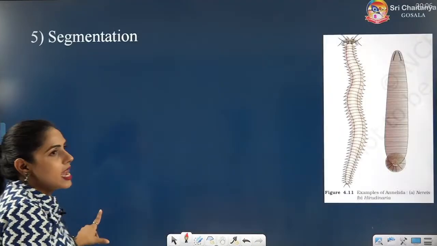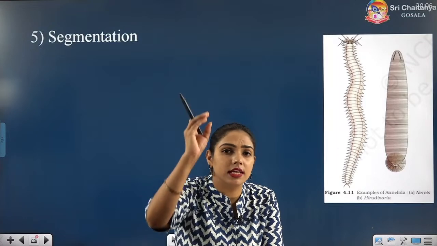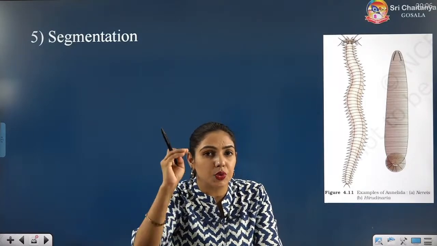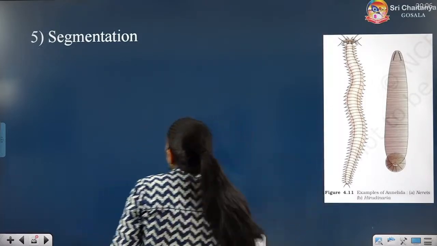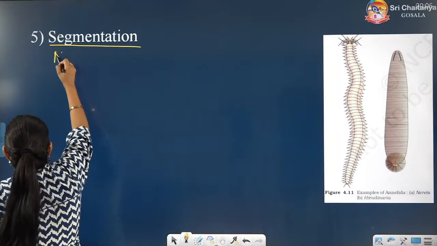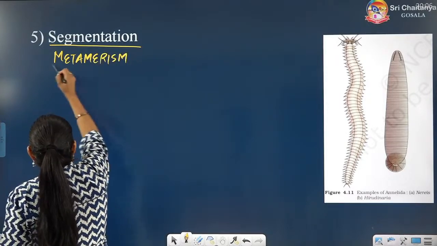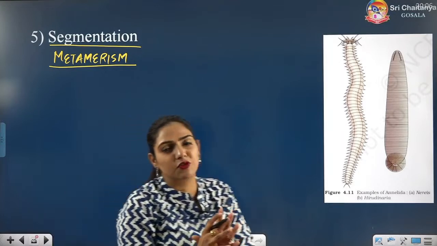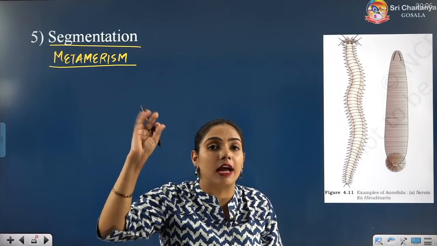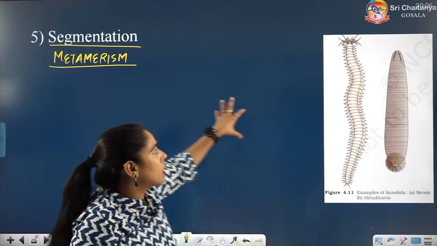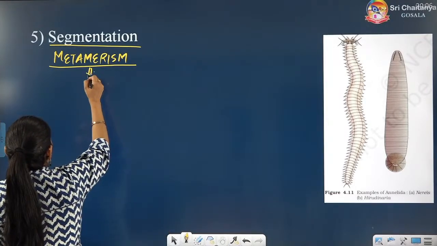Now coming to the next feature, that is segmentation. Have you seen some animals in which you can see segmentation from the external side? First of all, this segmentation is also known as metamerism. So we are here talking about the true metamerism. We are not talking about the false metamerism. We will talk about false metamerism in case of phylum Platyhelminthes, everyone. But here we are only talking about the true metamerism, which is seen in only 3 phylums.